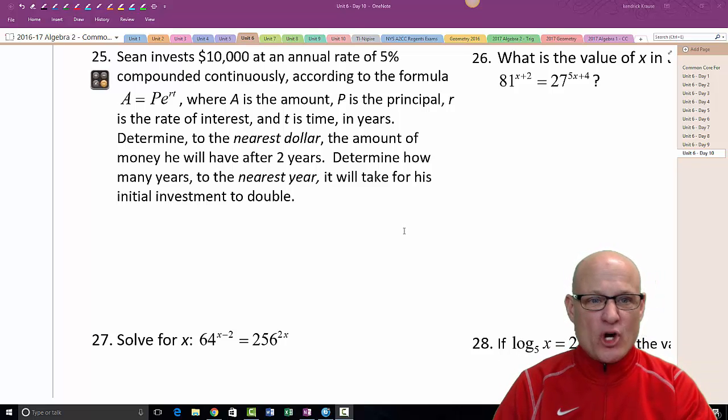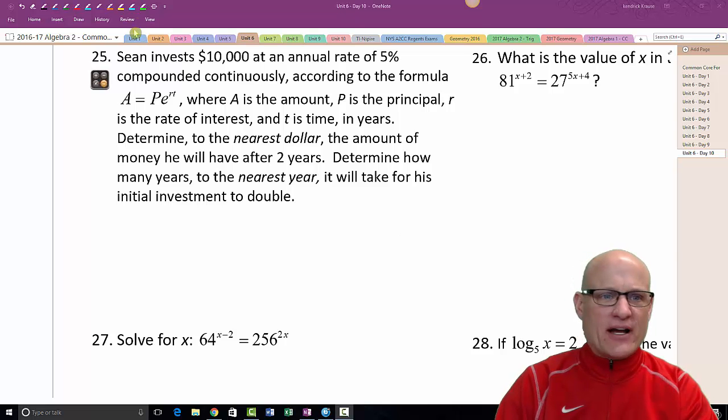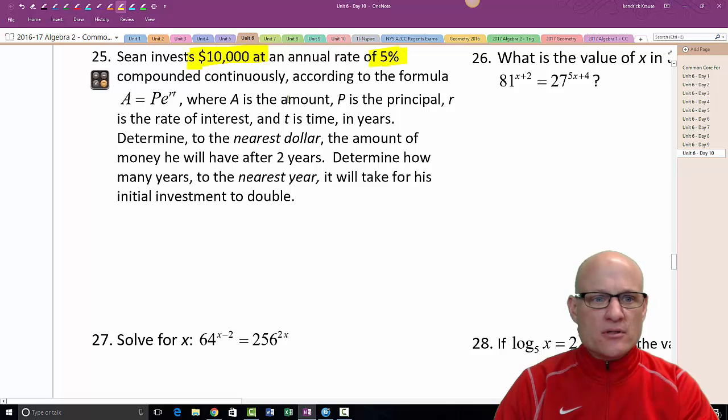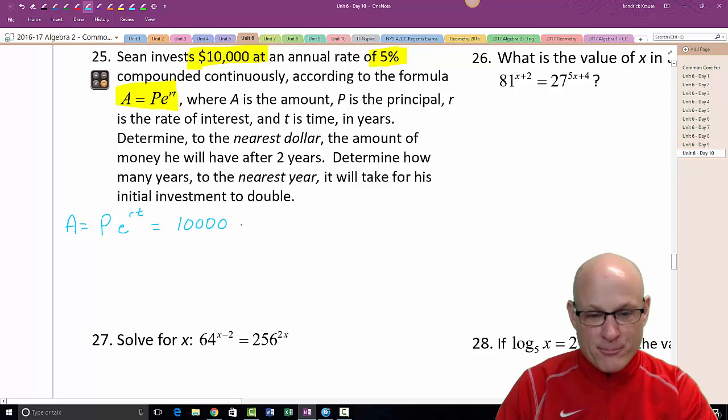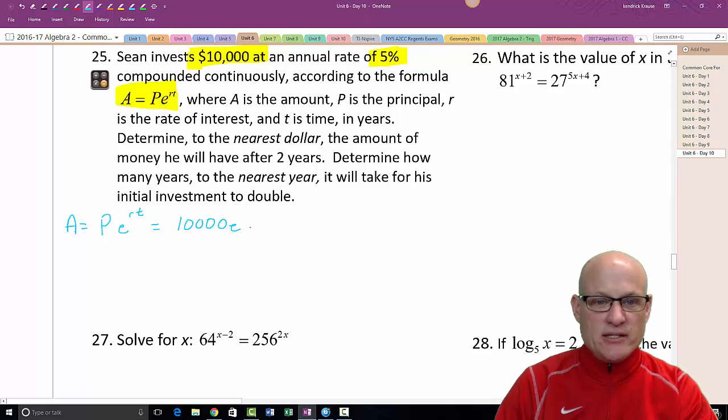A lot of words here. Sean invests 10 grand at an annual interest rate of 5%. So there's my initial amount, my starting amount. Oh, okay, they were nice. Because it's continuous, I have to use PERT, right? So I have to use my accrued amount is equal to my principal, e to the rate times time. So 10,000 is my principal amount, 10,000 e, what's my rate? 5%, 0.05.